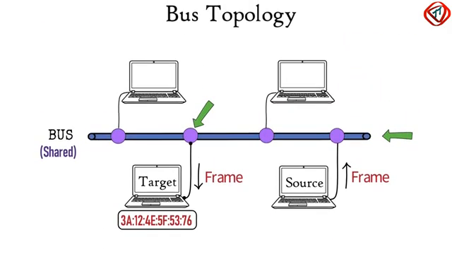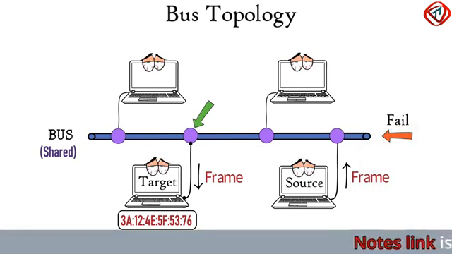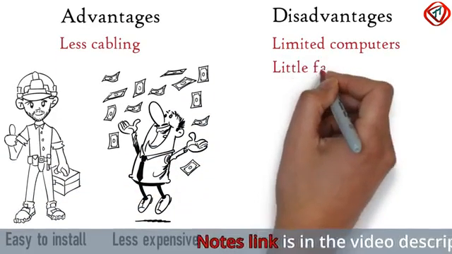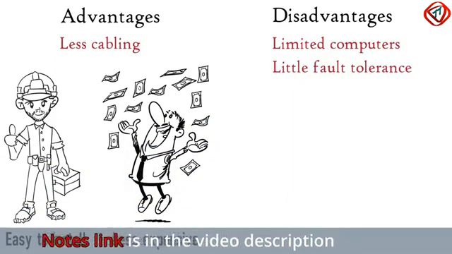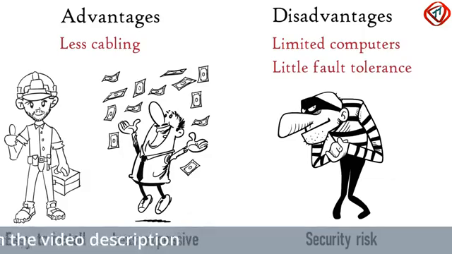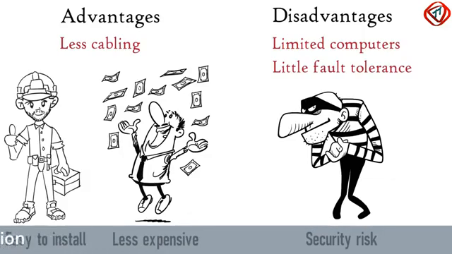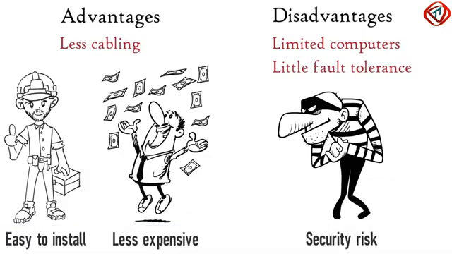In this topology, all computers depend on the central cable for data frame transmission. So, if the central cable fails, it paralyzes the whole network. That is, bus topology has very little fault tolerance. Here, a security risk also exists because all computers can hear what other computers are saying on the shared media.